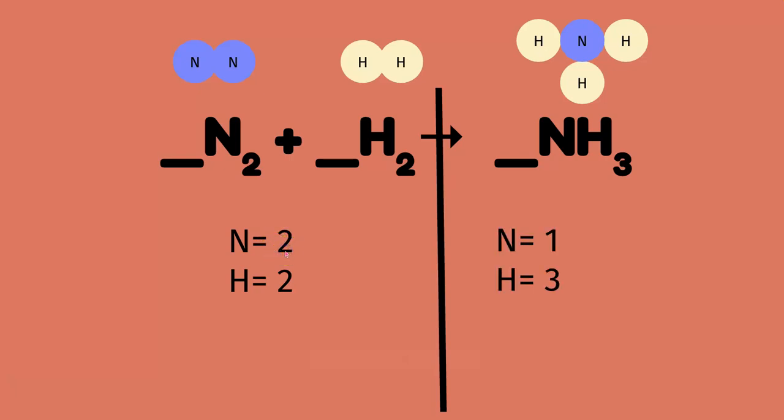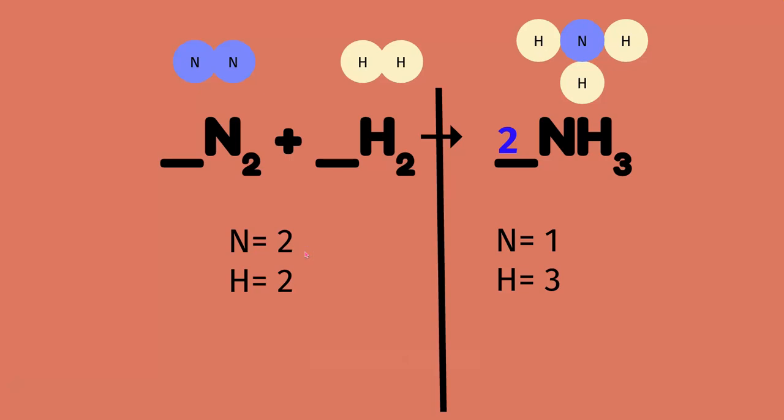On the product side, I have 1 N and 3 H's based on the subscripts. So I'm going to start with the smaller side. I need the product side N to be 2. So I can only put coefficients. So I'm going to put a 2 coefficient on the line.